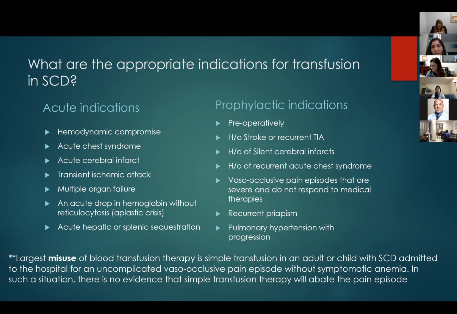Prophylactic indications are more outpatient, but we do transfuse them preoperatively, depending on what kind of surgery they're going for, but the usual goal is to have a hemoglobin of 10. And for someone who's had a stroke or has had recurrent TIA, has had silent cerebral infarcts, they are usually placed on chronic transfusion therapy where they get monthly transfusions. And they sometimes consider it for patients who've had many acute chest syndromes despite being on disease-modifying therapy.